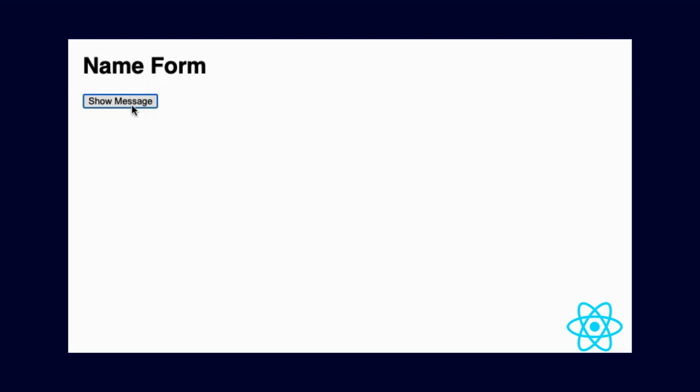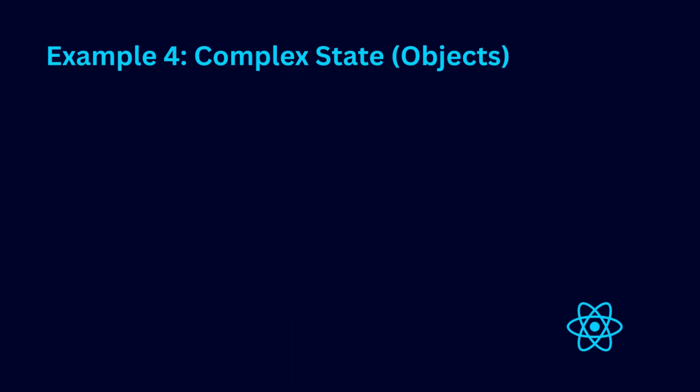This is how the output looks. This example shows how useState works with booleans. It's a very common pattern in React for toggling visibility of modals, drop-downs, menus, and notifications. Now we will see one more example for complex state, also called objects.